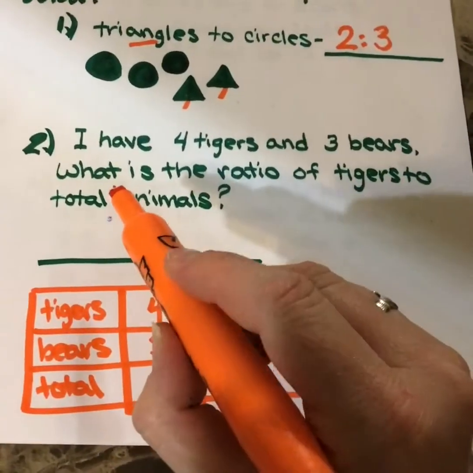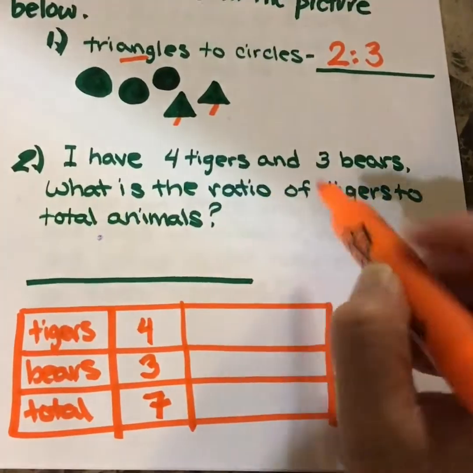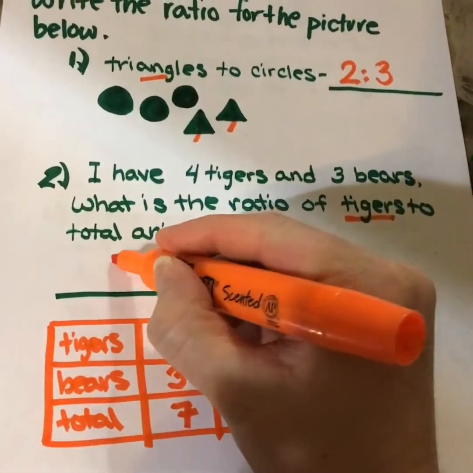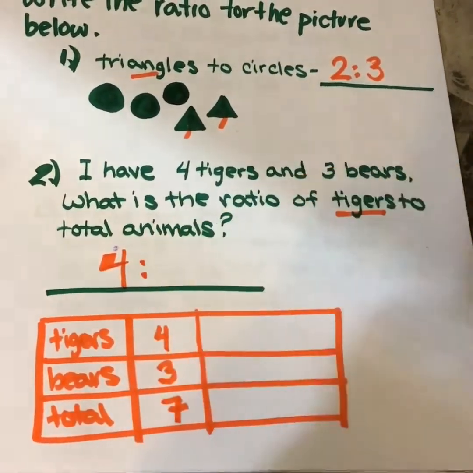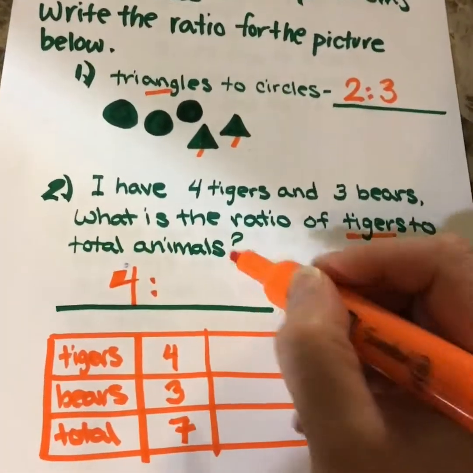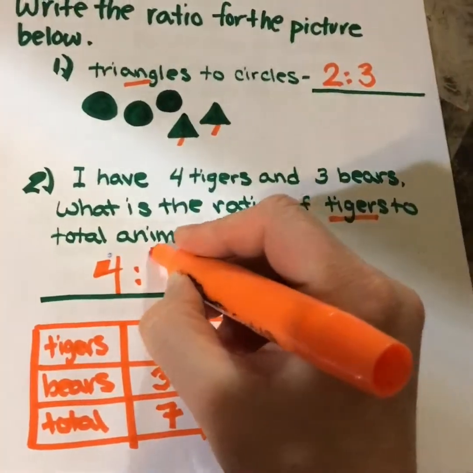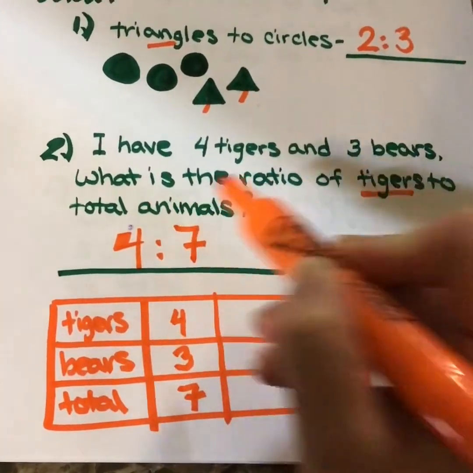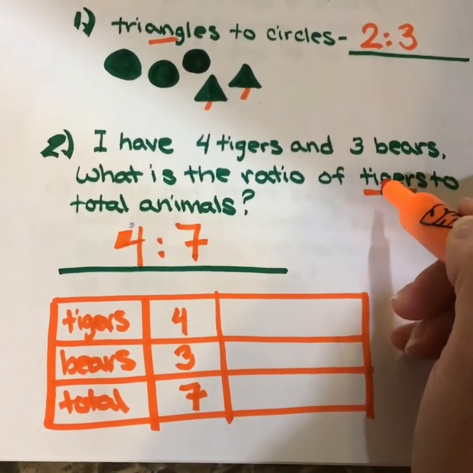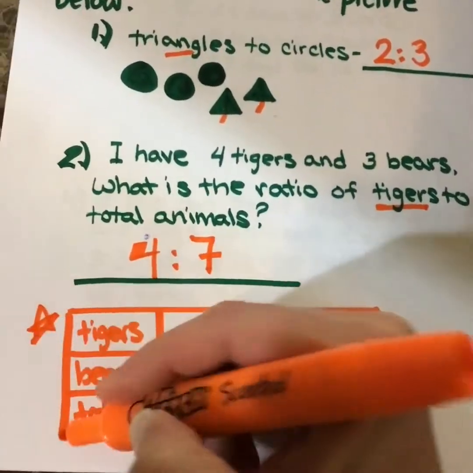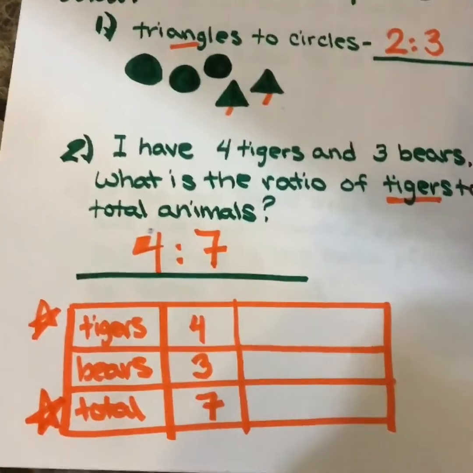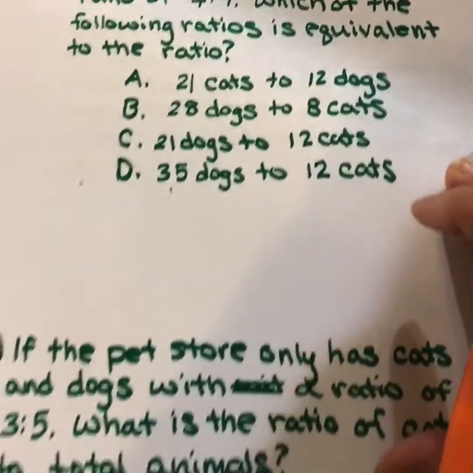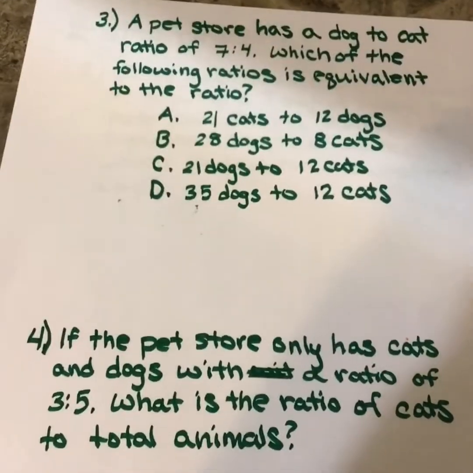So the question asks you, what is the ratio of tigers? So tigers is 4 to total animals. Total animals is 7. Again, it's really important that you look to see what it's asking you for. This one's asking you for tigers to total animals. All right, pause the video and try these 2 problems.